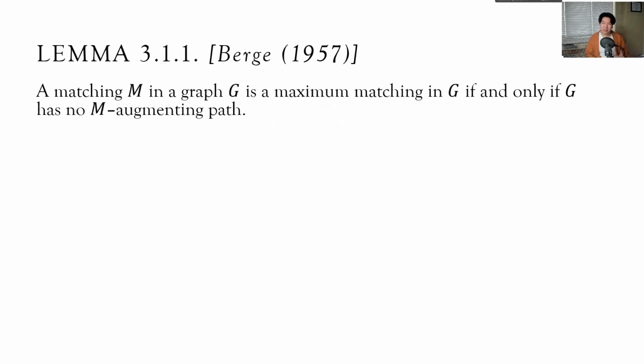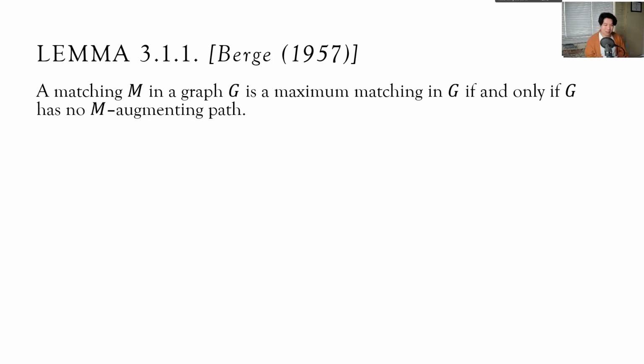One reason I did want to introduce this is a very quick lemma. Again, I won't prove this. This is by Berge from '57, so not too long ago, actually. A matching M in a graph G is a maximum matching in G if and only if G has no M augmenting path. So again, I'm just going to state this theorem. I'm not going to go too far into it, but it is a nice lemma to look at.